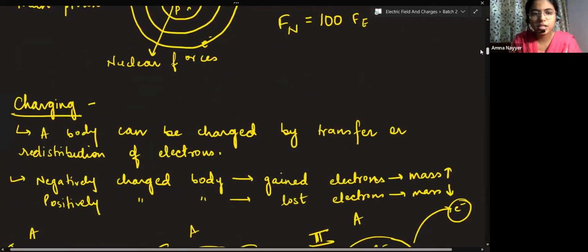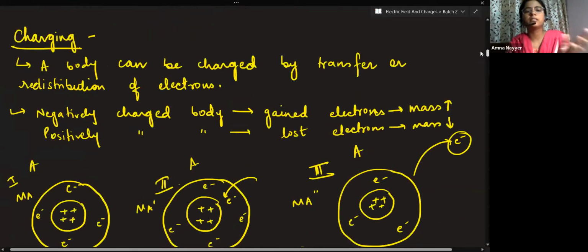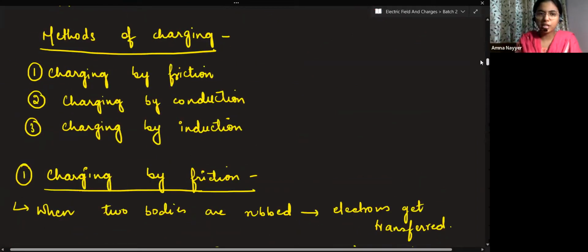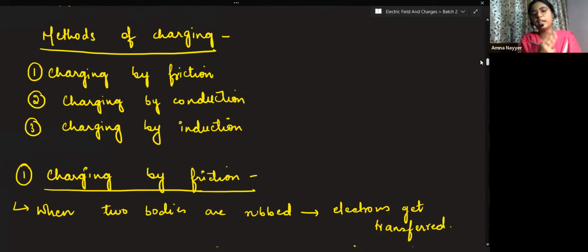So in this charging, redistribution and transfer of electrons has occurred. Now, there are three basic methods of charging: charging by friction, charging by conduction, and charging by induction. I'll just brief you with this. You can later see the links of the videos and slowly keep clearing your backlogs.